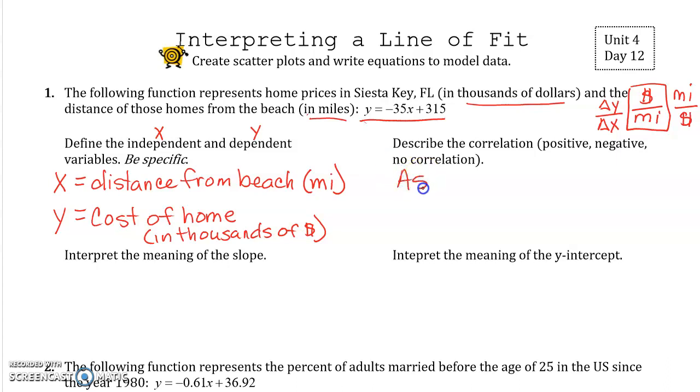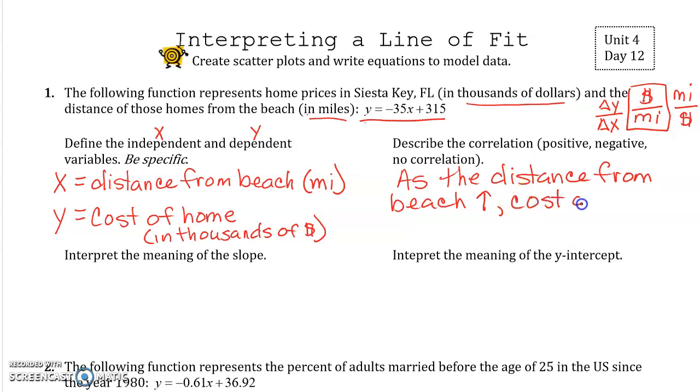So as the distance from the beach increases, we put an arrow, as the distance from the beach goes up, the cost of the home, what happens to that?